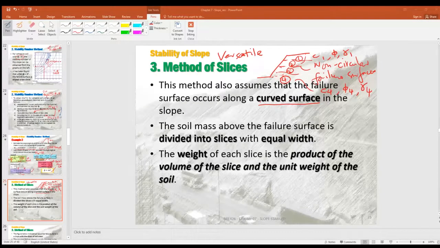So this method of slices is very versatile. It can deal with soil of non-uniform characteristics, even when the soil profile is made up of several different layers, rock or soil and so on, right? And also the failure surface could be any shape. So that is the versatile method, right? It meets all different requirements. So that's the beauty of the method of slices. Now, first of all, the mass will be divided into slices of equal width.